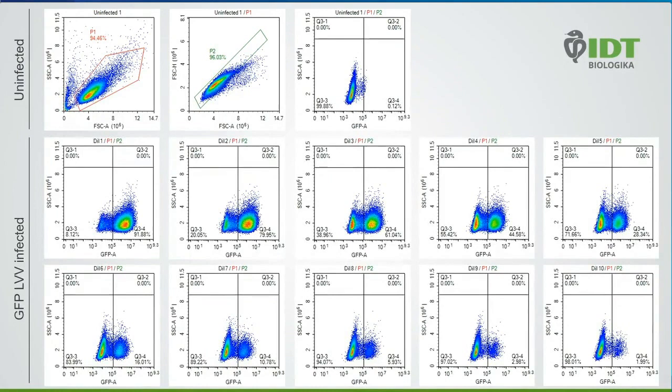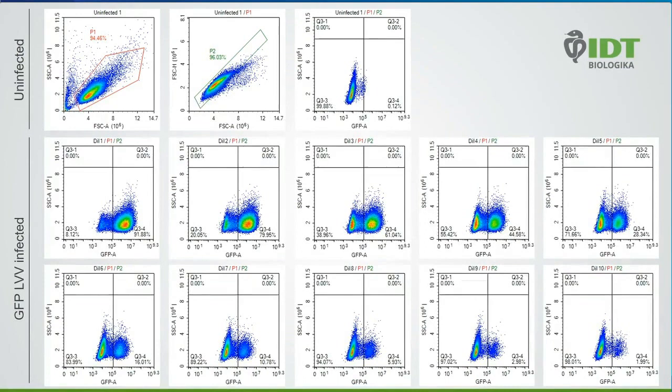We then use the same gating applied to the GFP lentiviral vector infected cells and looked at the percentage of GFP positive cells in order to determine the titer. You should see a decrease in the percentage of GFP positive cells as the dilutions increase from dilution 1 down to dilution 10. This will be looking at quadrant 4. Then a minimum of 3 consecutive dilutions that show linear percent GFP positive cells are chosen to calculate the titer.